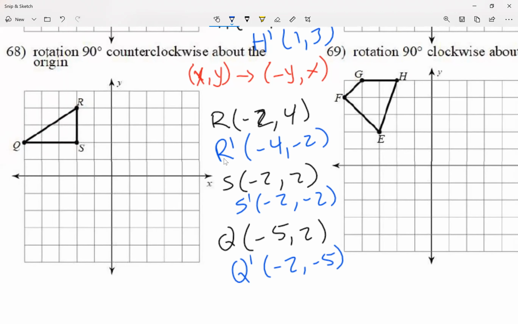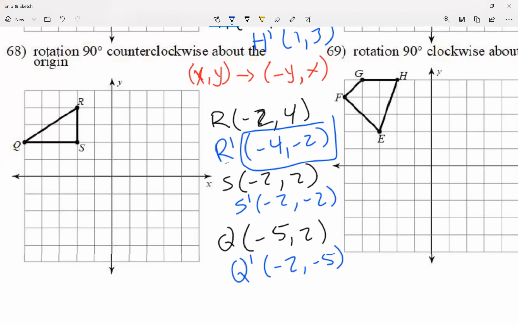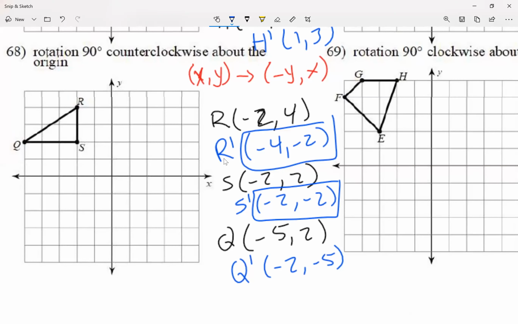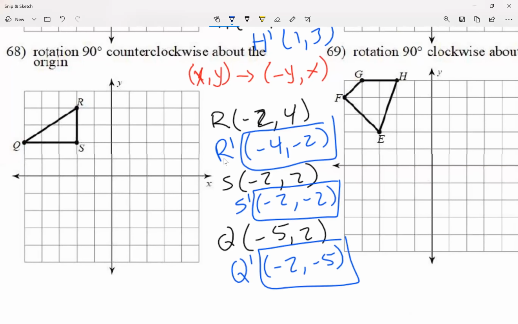I'm not going to graph it this time, but this is what you guys do. Remember, here I'm giving you the letter, but in your homework, you're supposed to type in the numbers only. You don't have to type R prime, S prime, or Q prime. I'm actually asking for a specific point. So if I ask for R prime, just give me the coordinates of R prime, or S prime or Q prime, whichever one I ask.